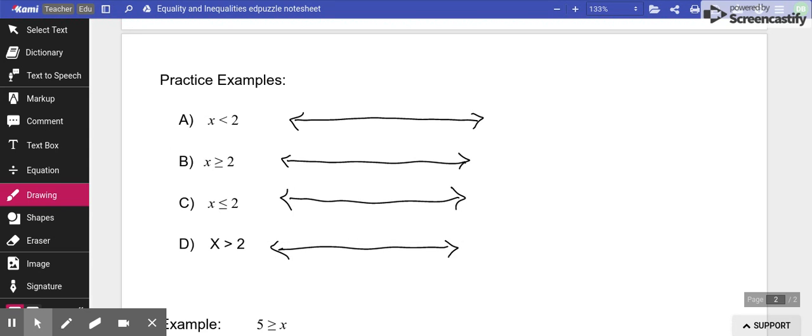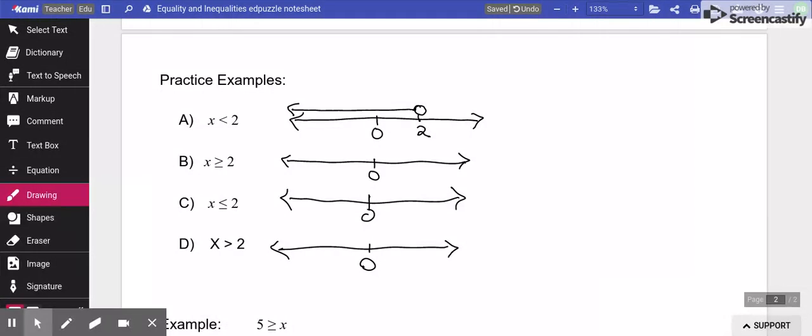Okay, welcome back. Looking at example A, remember I want to have a 0 on each of my graphs here. This is saying x is less than 2. So I come over to 2. Less than means open circle, and then all of the values less than 2. I know 0 is less than 2, so I'm going to shade in the less than direction.